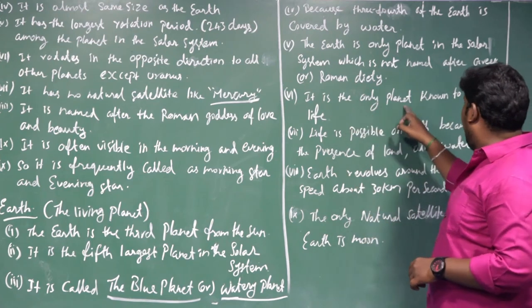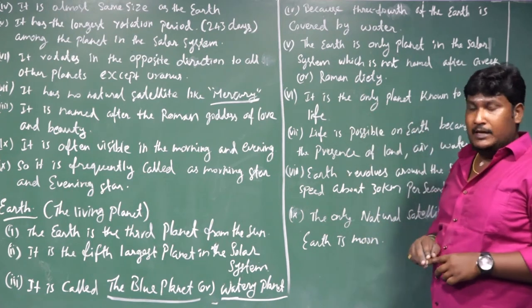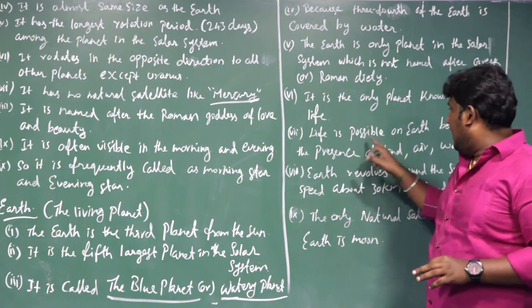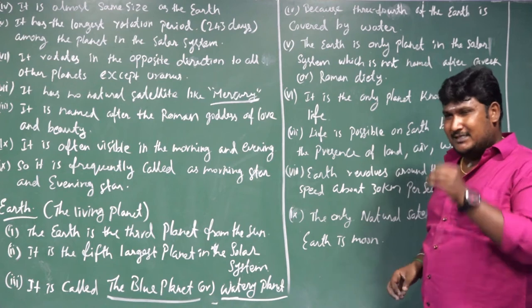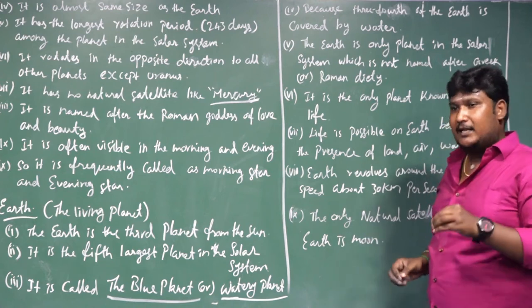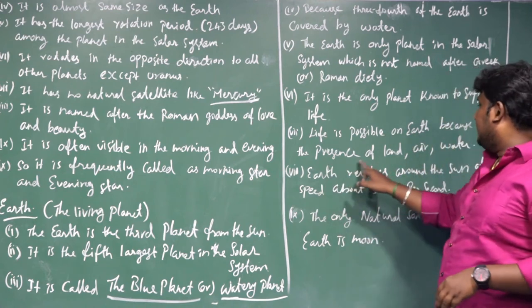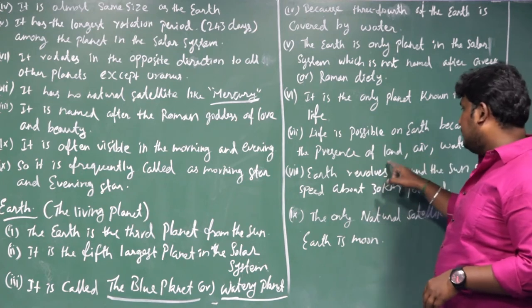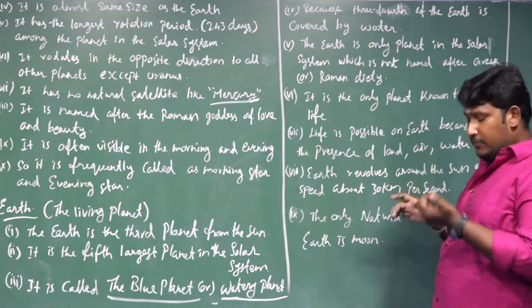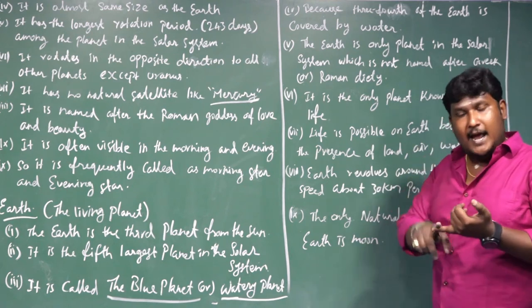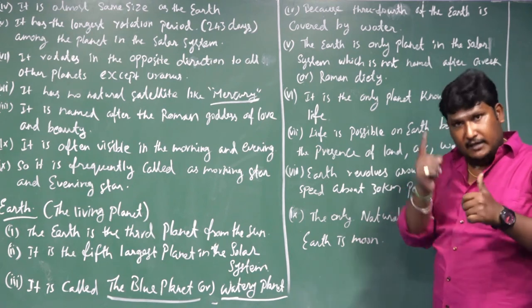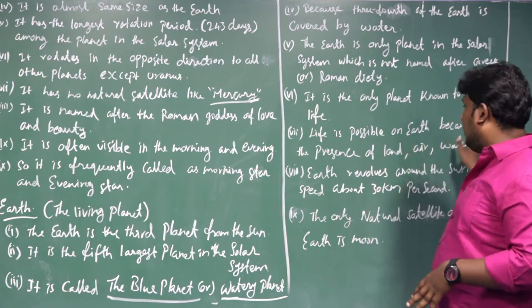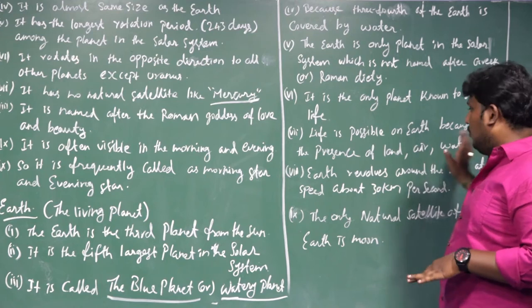It is the only planet known to support life. Life is possible on the Earth. Why do we say that life is possible on the Earth? Because of the presence of land, air, water. On the Earth we have the land, air, water, nature, everything. So we are saying life is possible on the Earth because of the presence of land, air, water.